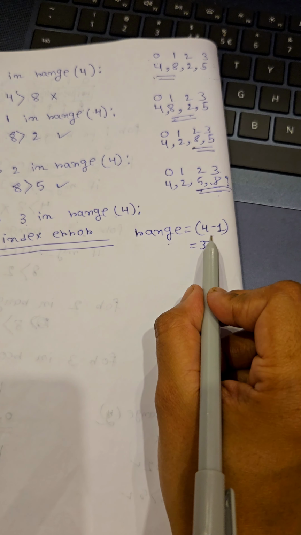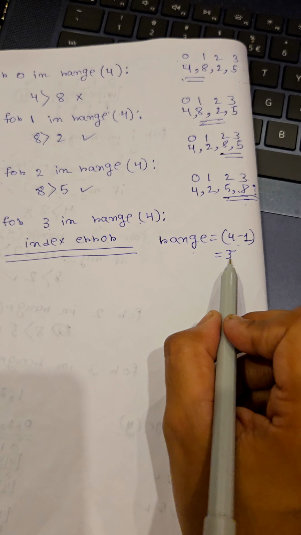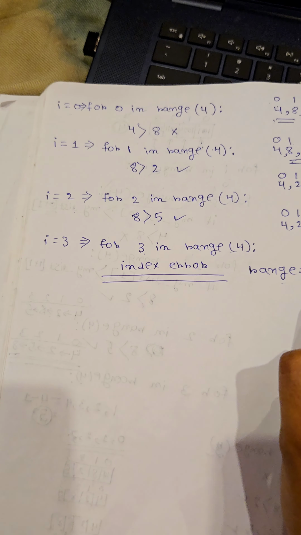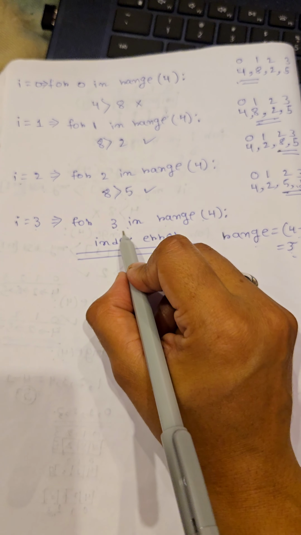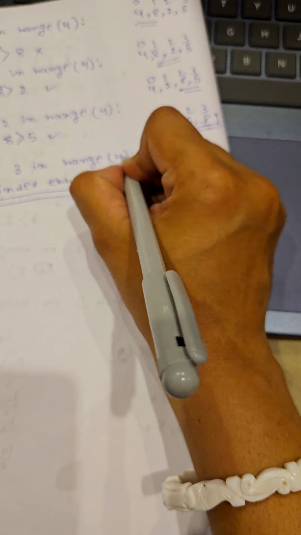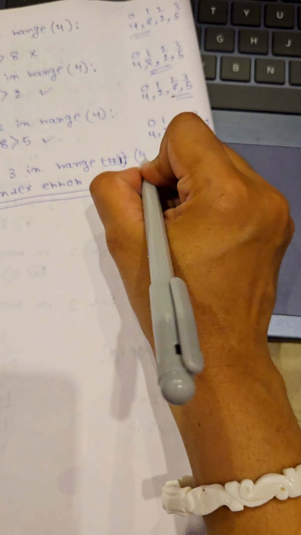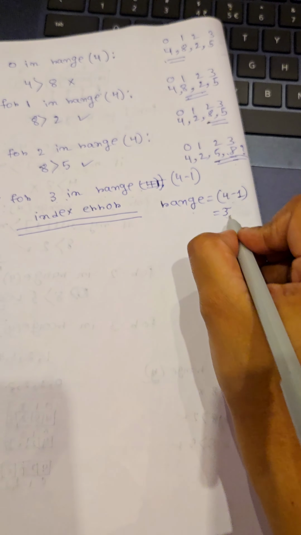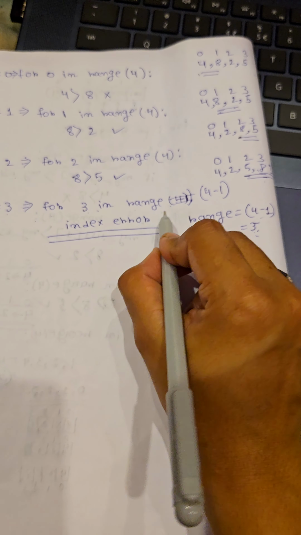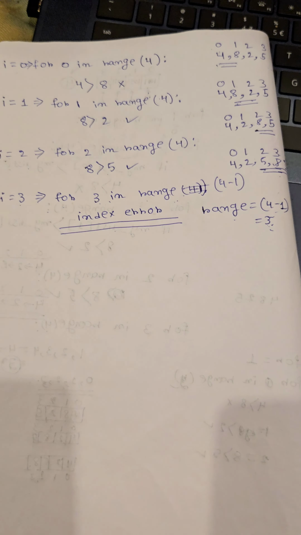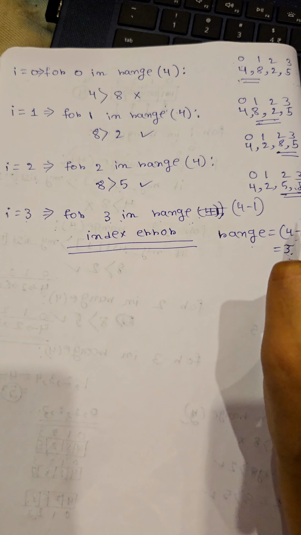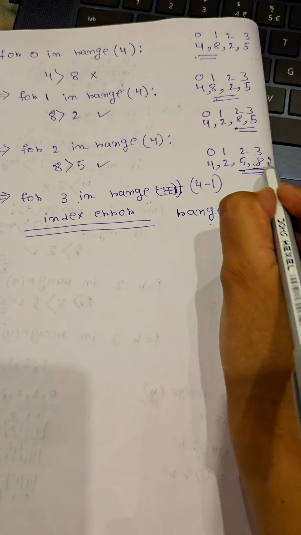So if we write 4 minus 1, that is 3, we can easily see that when i equal to 3, for i equal to 3 in range 4 minus 1, that is 3. Wait, 4 minus 1, that is 3. So for 3 in range of 3, yes, perfect. And then it will check index 3 of 3, that is 8 and 8, it will check both.